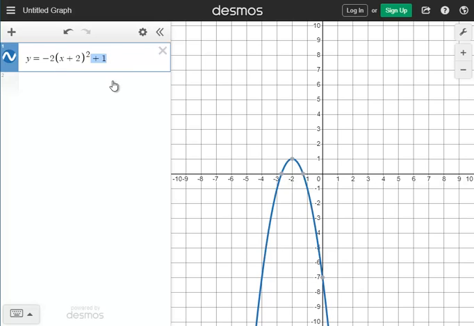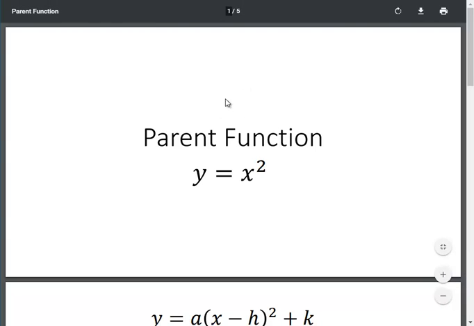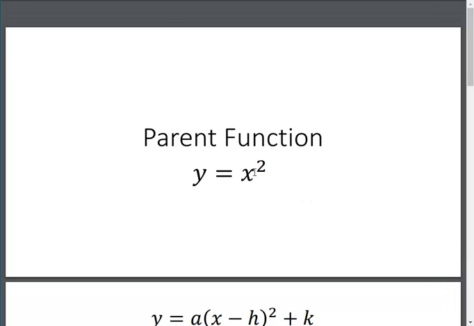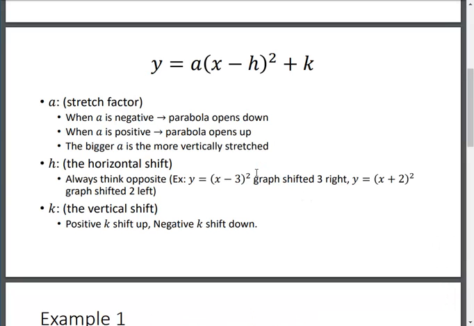So, pretty much wrapping everything up, I have a few notes for you guys to jot down. We're going to be focusing again on this parent function, referred to as y equals x squared, and we're just doing things to x squared. What I would like you to do is pause the video real quick and jot down this particular slide. This is normally what we like to call the general format for vertex form.